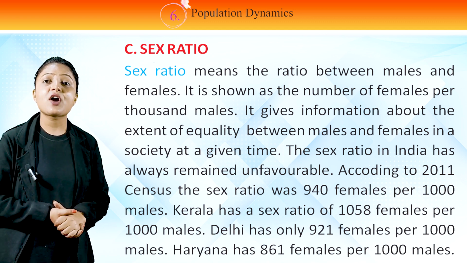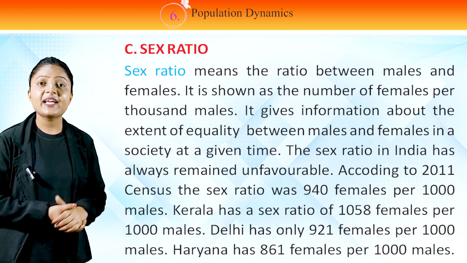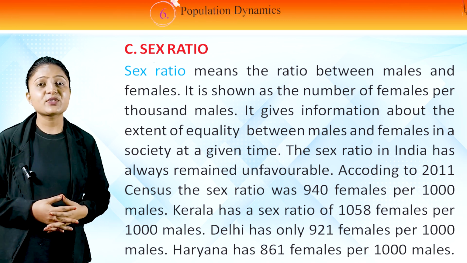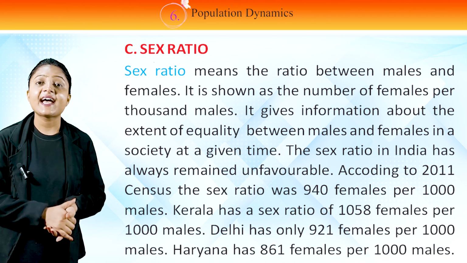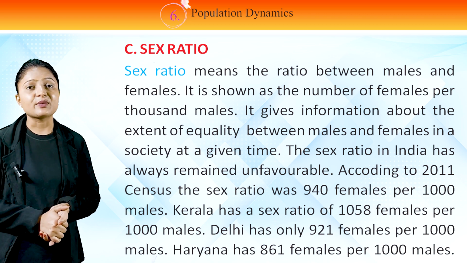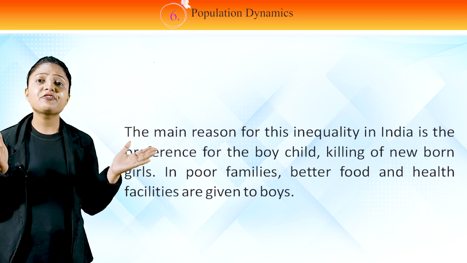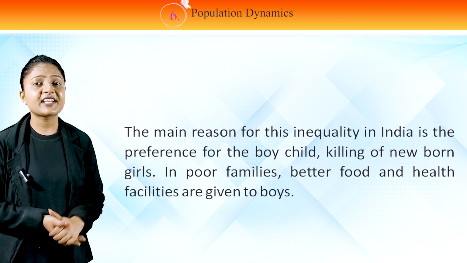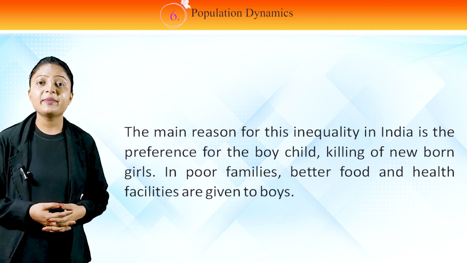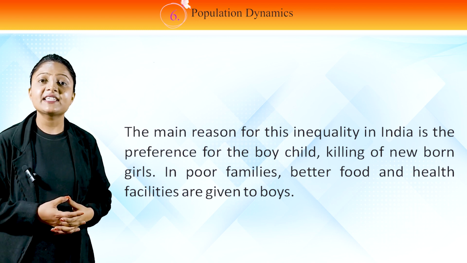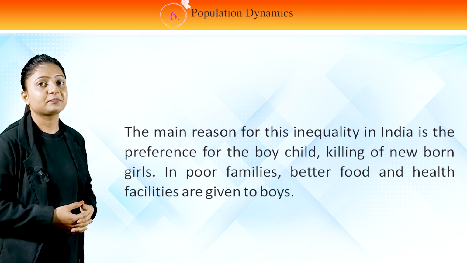Kerala has a sex ratio of 1058 females per 1000 males. Delhi has only 921 females per 1000 males. Haryana has 861 females per 1000 males. The main reason for this inequality in India is the preference for the boy child and the killing of newborn girls. In poor families, better food and health facilities are given to boys.